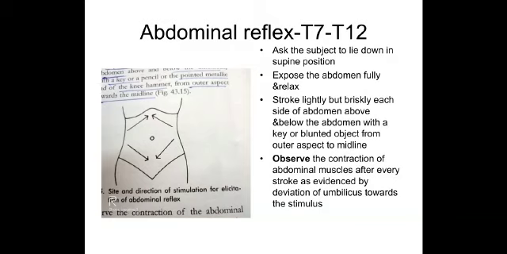Expose the external genitalia. This is not performed. And there are the anal reflex and the scapular reflex. All these are superficial reflexes. For the anal reflex, you expose the anal region, ask the subject to relax completely, stroke or scratch the skin near the anus and observe the contraction of the anal sphincter. For the scapular reflex, expose the upper portion of the back, stroke the skin in the interscapular region and observe the contraction of the scapular muscle.